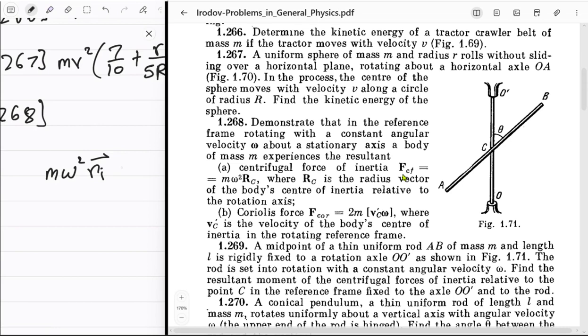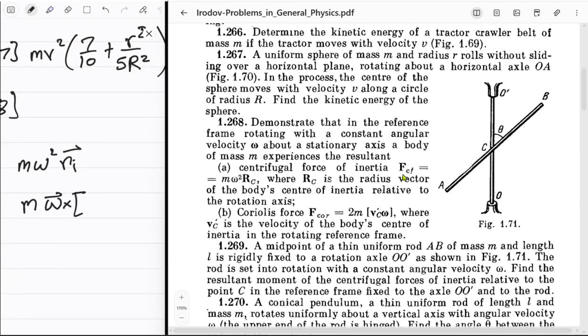I know it's more complicated than that, but think about it. It is supposed to be like this, right? Okay, no, I know it's not like that. It's actually like this thing, m omega vector cross all of that stuff, right? That's the way centrifugal force is actually done in 3D vectors.